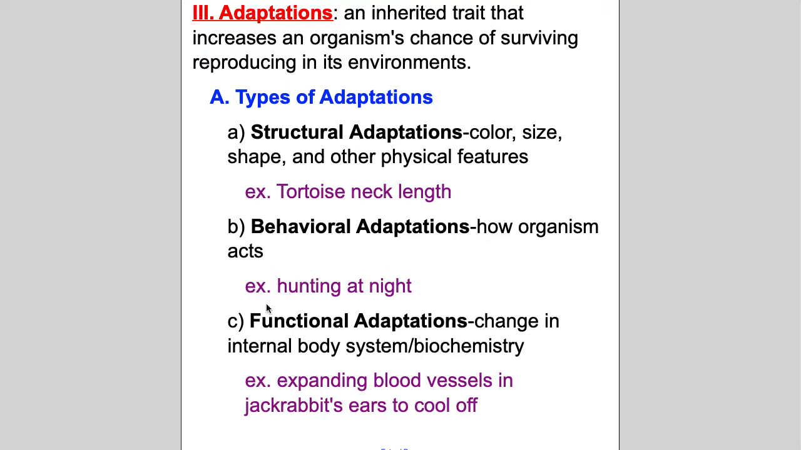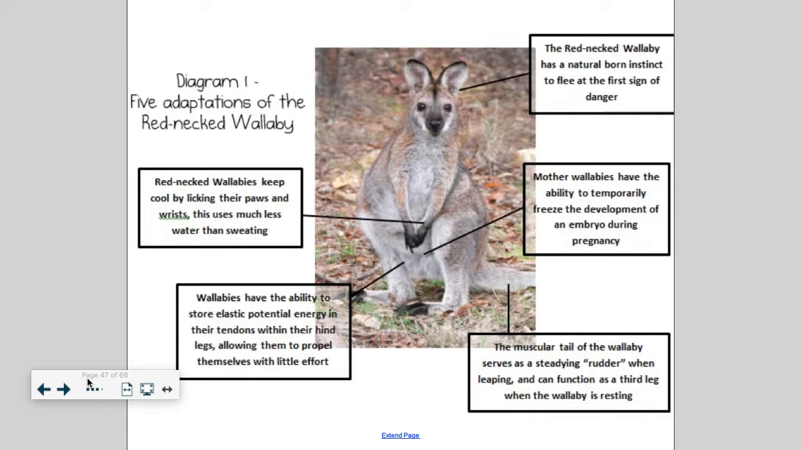Okay, skip that. Here we go. So here's my example of the Australian wallaby. Red-necked wallaby. Let's look at this one. Red-necked wallabies keep cool by licking their paws and wrists. This uses much less water than sweating. Do you think that is structural, behavioral, or functional? Functional. Behavioral. Licking their wrists all the time. Okay, so that is behavioral. Yeah, nice job. Okay, let's move on. That's not the cool one.